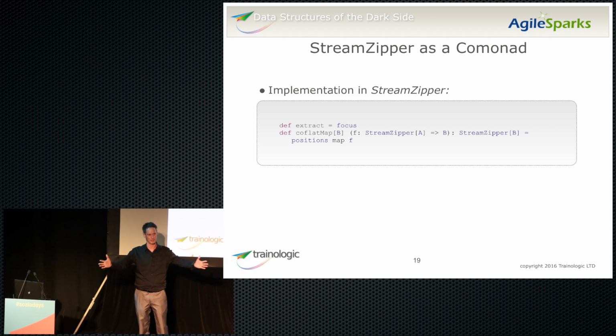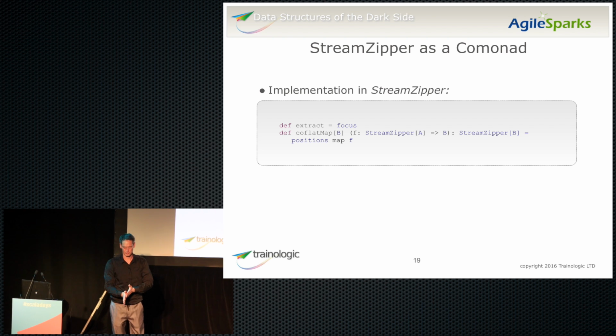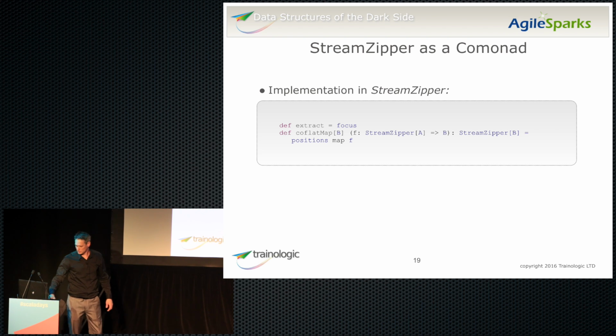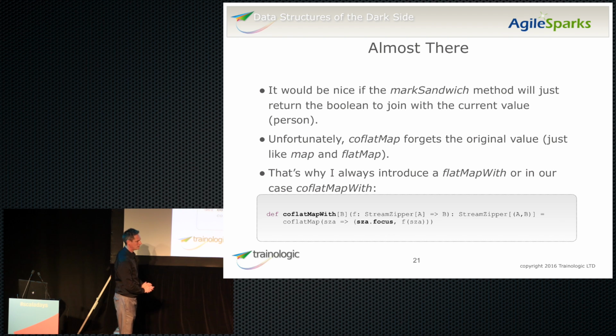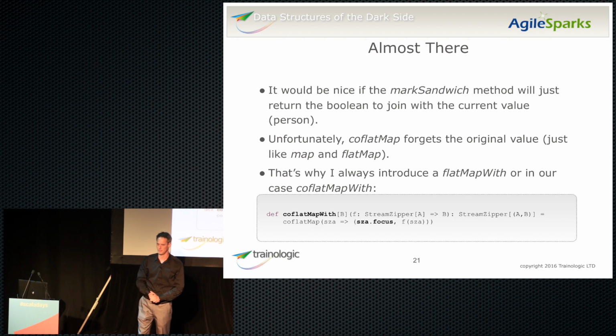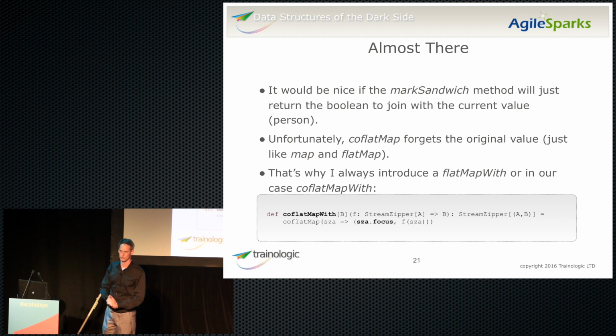Now I can, of course, zip it. Nothing to do with zipper. Zip it with the original stream. But I want something nicer. Okay? So there are a couple of methods that I usually introduce. They are not in the standard library. I introduce them using implicits, which are related to map, flat map, and co-flat map.